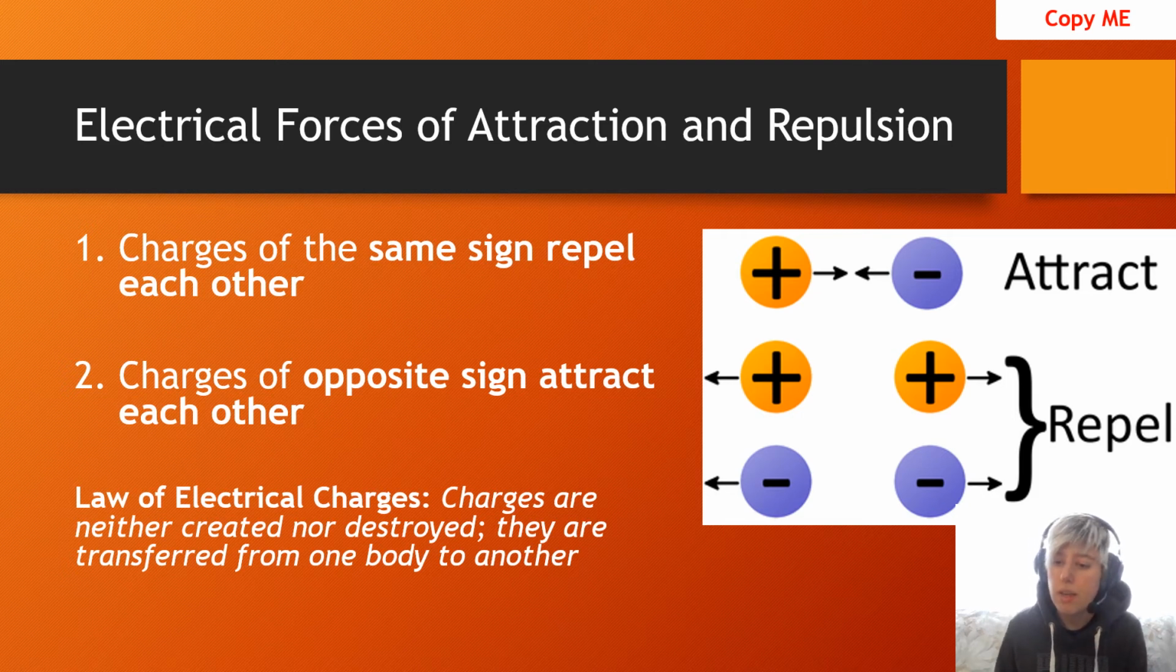So when we're talking about charged particles, we're talking about matter that has gained electrons to become a negatively charged object, or lost electrons to become a positively charged object. But the charge itself, the electron, isn't created or destroyed. It's just moved from one object to another.